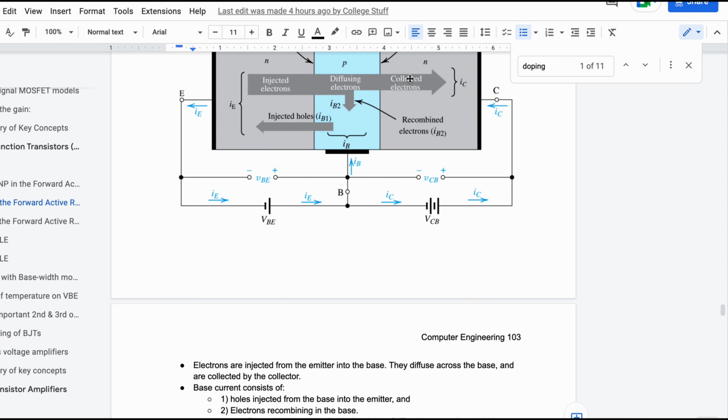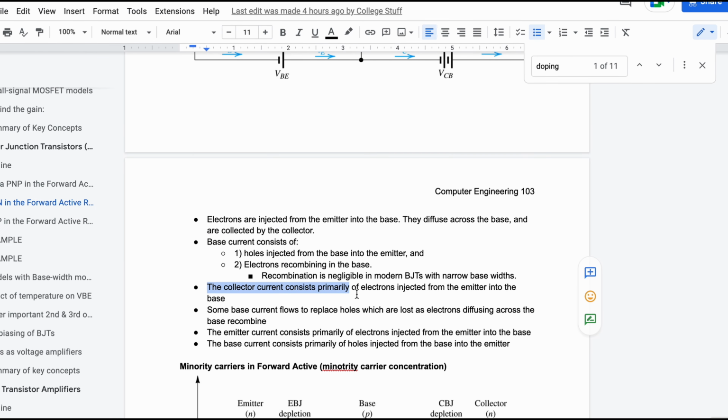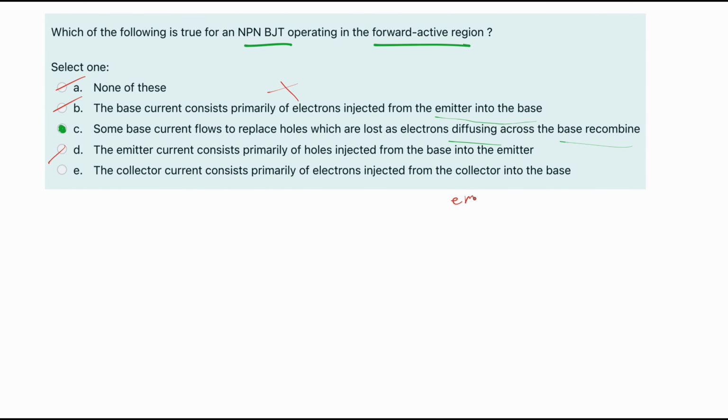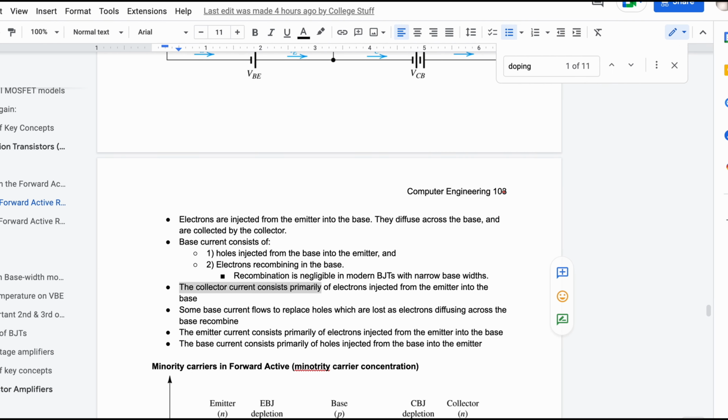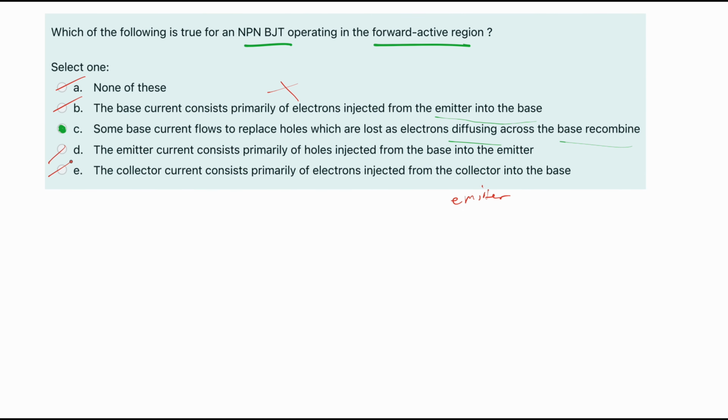But the statement is false because the electrons are not injected from the collector into the base. The electrons are injected from the emitter into the base. So not collector, but emitter right here, because we are going in here. So that's how we would look at this problem and how we would go about solving for it.